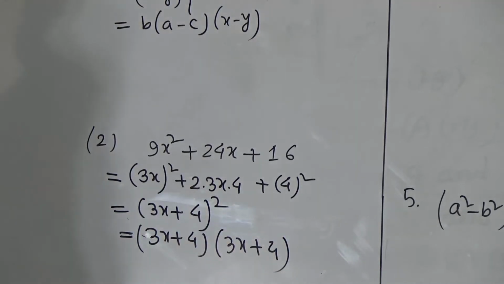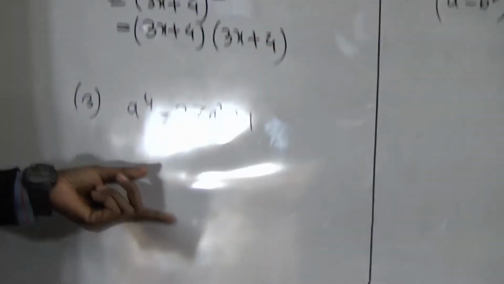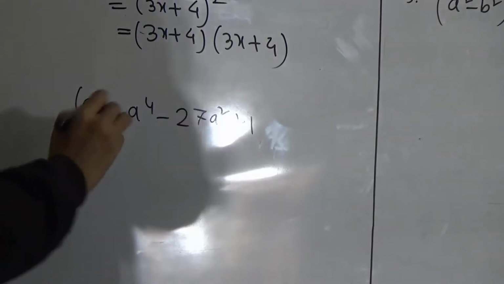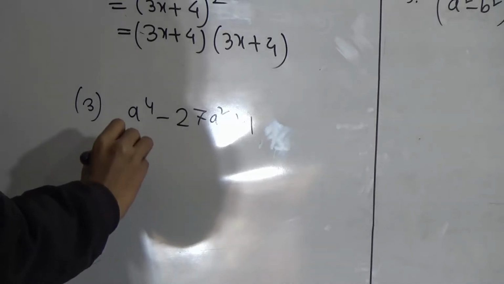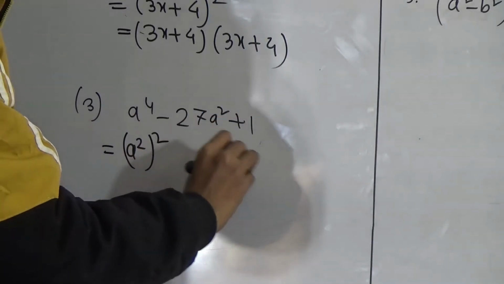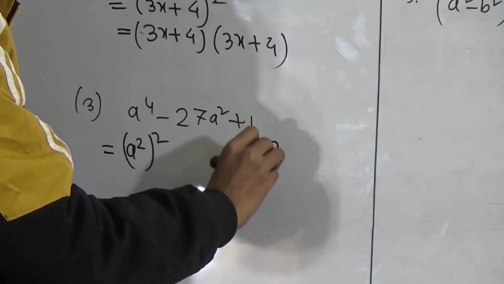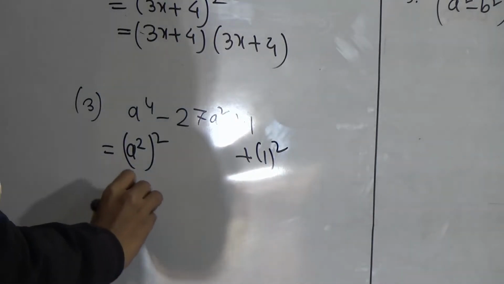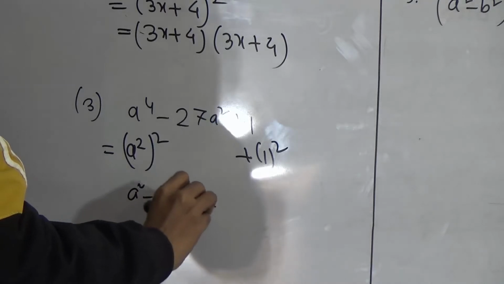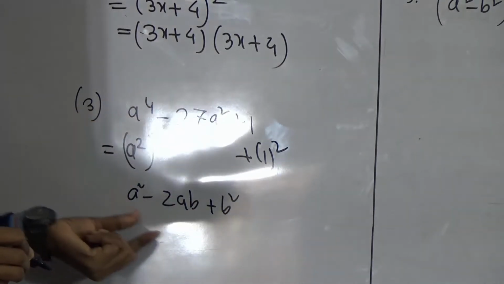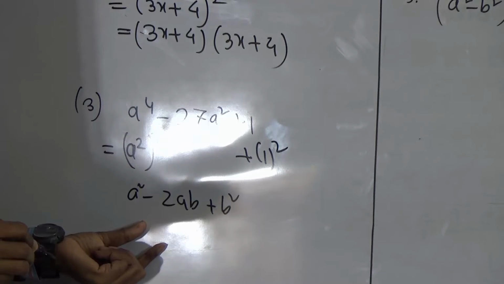Now I will discuss question number 3 and solve. Look, a power 4, we can write a square then a square plus 1 this way. Now we know a square minus twice ab plus b square. Okay, we have to arrange this expression like this expression.